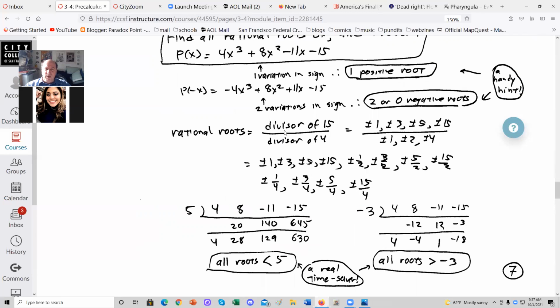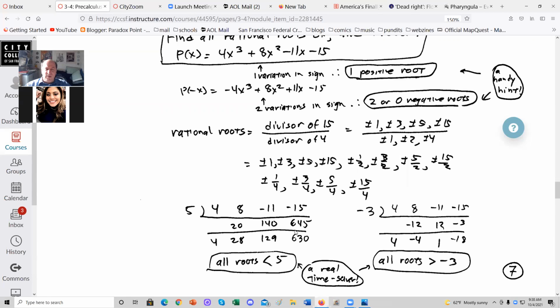Now, as for the rational roots, we take a divisor of 15 over a divisor of 4. Here are the divisors of 15: 1, 3, 5, 15, plus or minus. Divisors of 4: 1, 2, 4, plus or minus. So this ratio comes out to 24 possibilities. All right, let's try some. Let's try, for example, 5. 4, 8, negative 11, negative 15 is the polynomial. 4 times 5 is 20, plus 8 is 28, times 5 is 140, plus negative 11 is 129, times 5 is 645, plus negative 15 is 630.